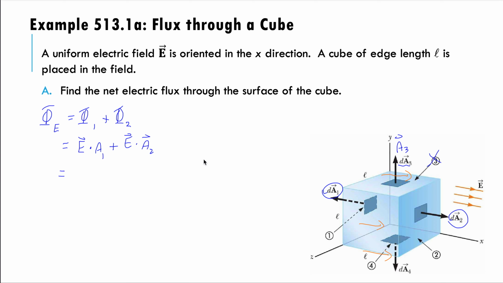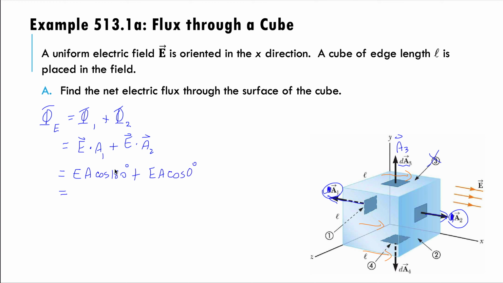Then we see our angle for A1. A1 is pointing to the left, and it's 180 degrees from E, which is pointing to the right. So we have E, and the area is just A, right? They all have the same area because they're a cube. So EA cosine of 180, and then for the flux through 2 here, we have EA, and this time A is pointing to the right, just like E, so the angle is 0.